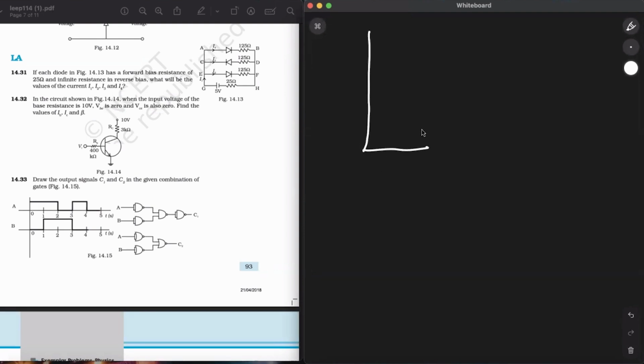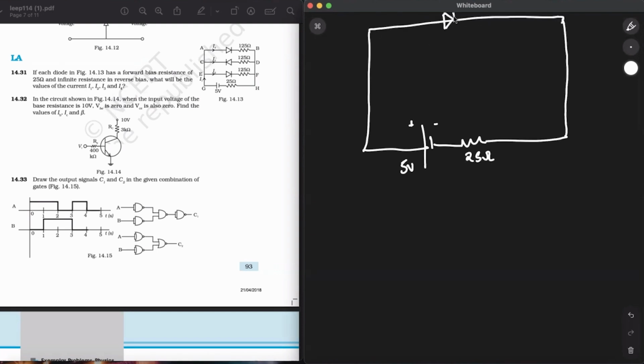First I'll draw the circuit. So I have a 5 volt over here. This is the positive part, this is the negative part. This is a 25 ohm over here. Then it will go up. This diode is forward biased. There is a 125 ohm over here. I'll say that this is the current I4. Now coming from this side, this is the reverse bias condition, with 125 ohm over here. But since the resistance due to this diode will be infinite, the value of the current I3 will be equal to 0.